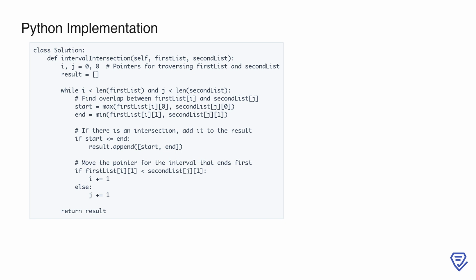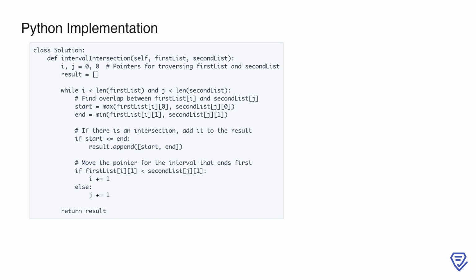3. Finding overlap. For the current intervals in first list, i, and second list, j, we calculate the possible overlap. The start of the overlap is the maximum of the two start times, and the end of the overlap is the minimum of the two end times. If start is less than or equal to end, it means the intervals overlap, and we append the overlapping interval, start, end, to result.